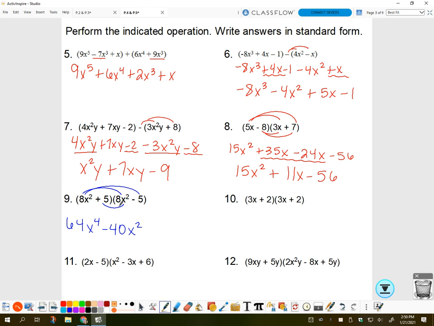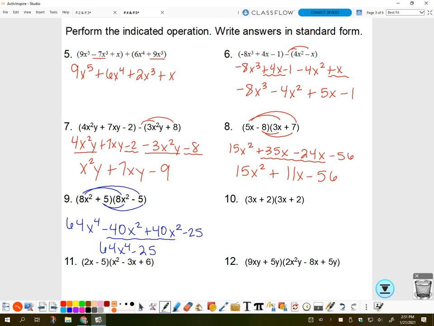Now it's 5's turn. He has to distribute. So 5 times 8x squared is 40x squared. All right, so then we have 5 times negative 5 is negative 25. When you go to combine your like terms here, you see that these guys match except for the sign, so they make 0. So we just have 64x to the 4th minus 25.